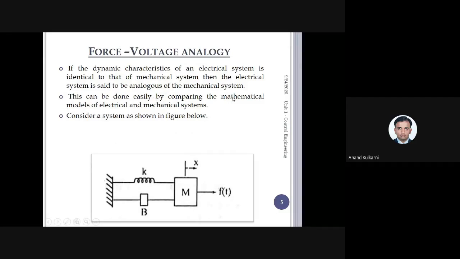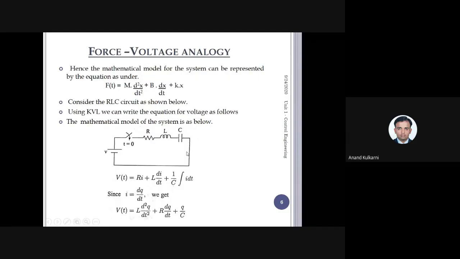For comparing, both systems should have a similar form of differential equation. Here we do not have an integration sign. If I want to compare this force and voltage, both should be in the same form. So I'll have to rewrite this equation in this form. For that, current is written as change in charge with respect to time. So we replace I by dq by dt in the above equation. So we get V of t is equal to L into d square q by dt square plus R dq by dt plus q by C.